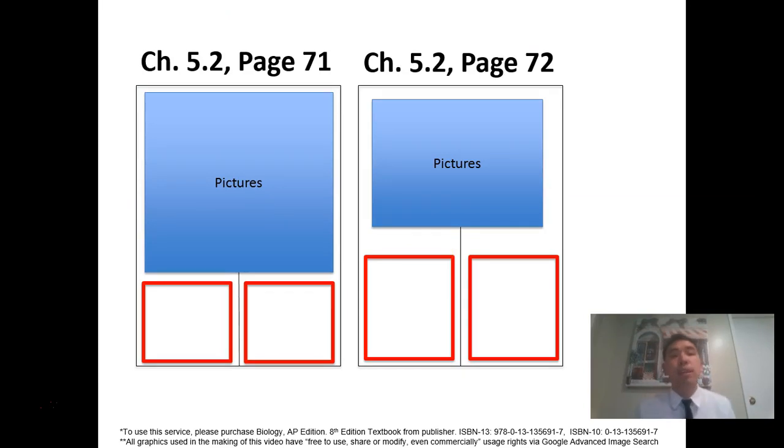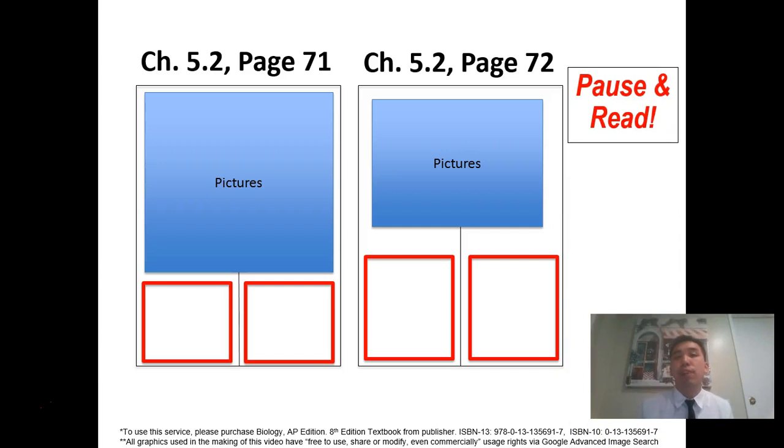Okay, so for this next section, go ahead and pause it here and read section 5.2, specifically pages 71 and page 72, and it's going to be the areas detailed in red.